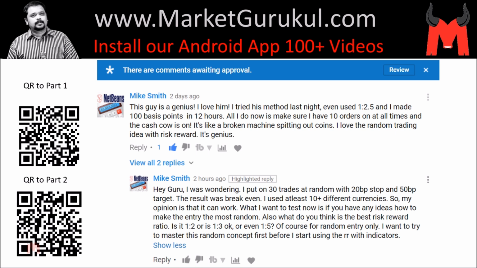Mike's question is basically that he has taken 10 different currencies and taken totally 30 trades. You could see here with 20 pips stop loss and 50 pips target. Okay, so the risk to reward is 1:2.5, which is pretty decent. And his question is which is the best one, whether it's 1:2, 1:3 or 1:5. And even after taking 30 trades, Mike says that he has broken even. Actually, he is not making any losses, which is good, right?